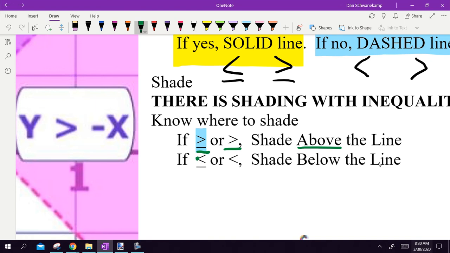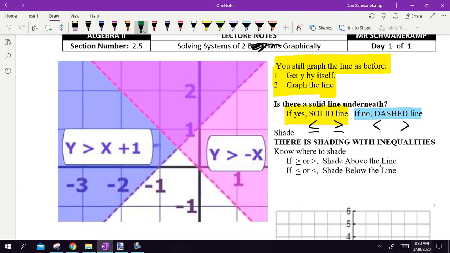This is a less than sign, because if I were to look at the dots, this side's got 1, that side's got 2. That's a less than sign. So if it's a less than sign, then we're going to shade below the line, and we're going to put those two together. And like this example up here, hey, we're greater than this, so that's why we have this purple shaded above the line. We are greater than negative x, that's this pink line, and so we shaded above that line.